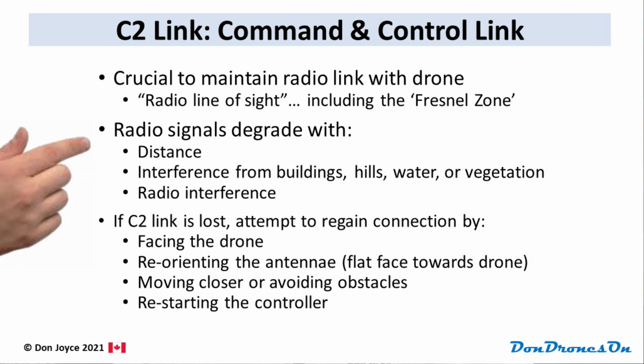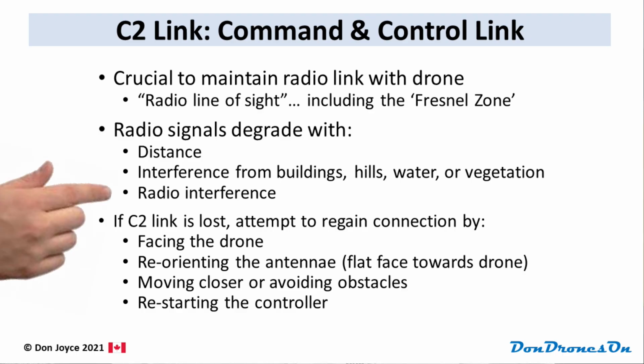Radio signals degrade with distance, interference from buildings, hills, water, and vegetation, and also interference from other radio sources like Wi-Fi signals, cell phone towers, electromagnetic noise from power lines and transformers, all sorts of things. The OcuSync system I mentioned actually monitors radio signal quality and actively switches channels to optimize the connection. That's why it works so well.